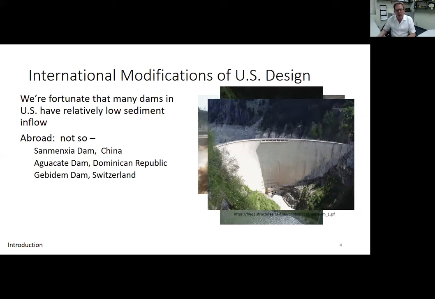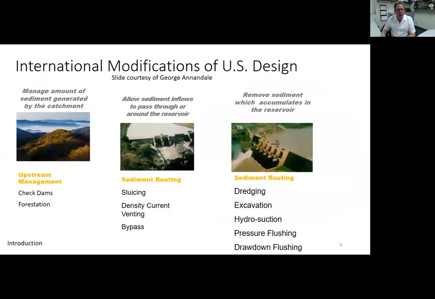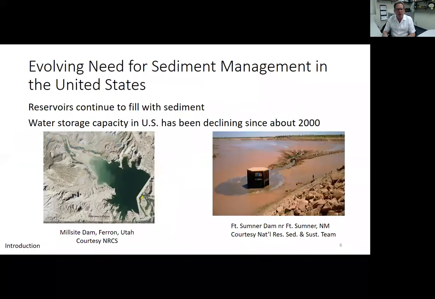So sediment management has been developed abroad. And previous webinars have gone over the various ways of moving sediment downstream in some detail. These are summarized on this slide. So the procedure for designing dams was imported by other countries, and they've modified that in order to move sediment downstream. In the meantime, back here in the United States, our reservoirs continue to fill with sediment, and storage capacity in the US has been declining since about the year 2000 due to reservoir sedimentation. So what do we do?